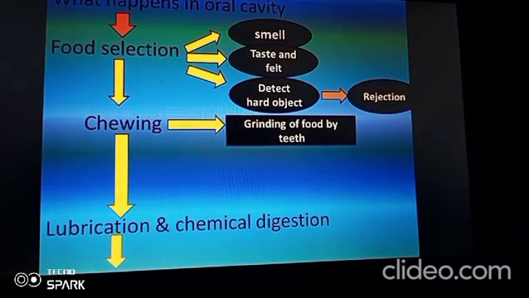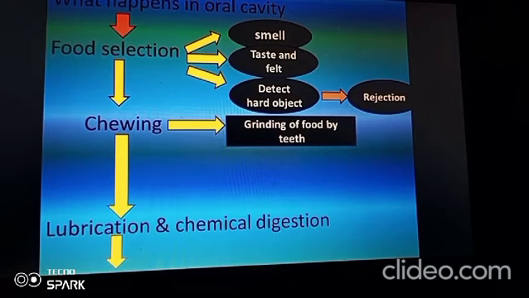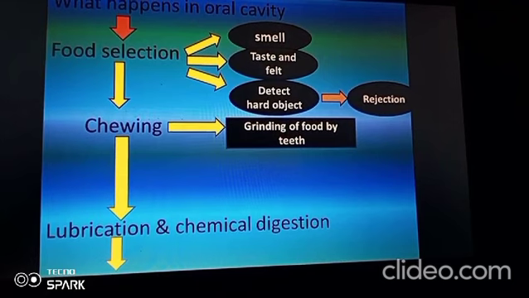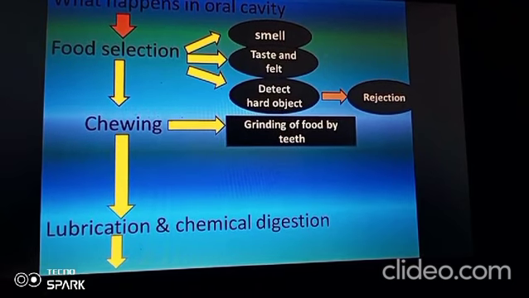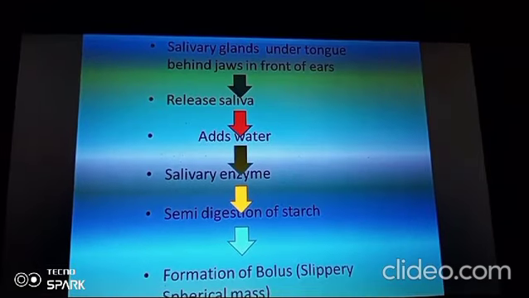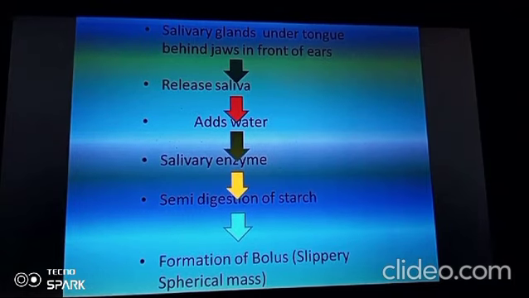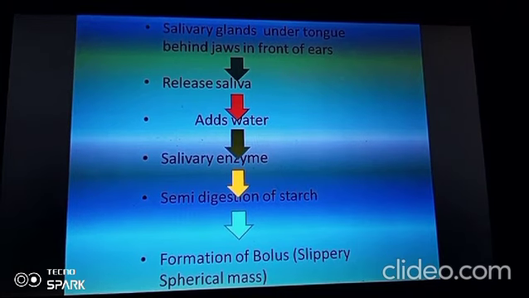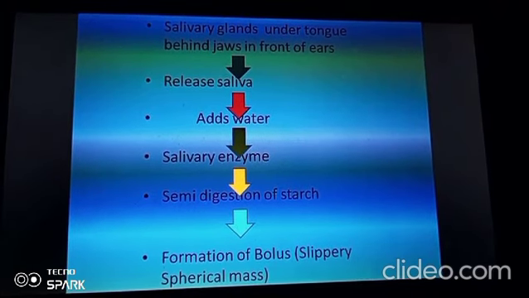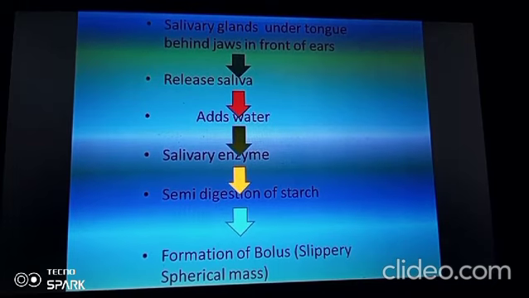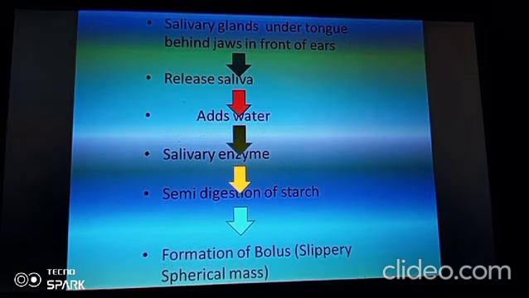The second step is chewing, which is done by the teeth, the grinding of the food. The other one is lubrication and chemical digestion, which also take place in the oral cavity. The salivary glands, which are present under the tongue, behind the jaws and in front of the ear, release saliva. The saliva adds water and salivary enzyme, and these two help in the semi-digestion of starch. Means the salivary enzyme helps in the digestion of the starch content in our food.